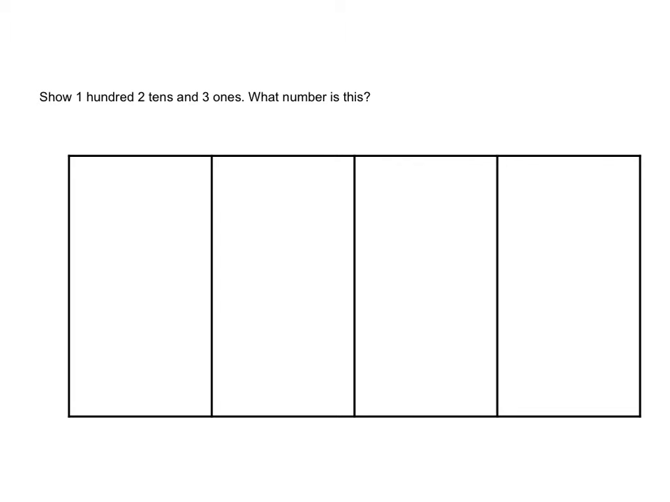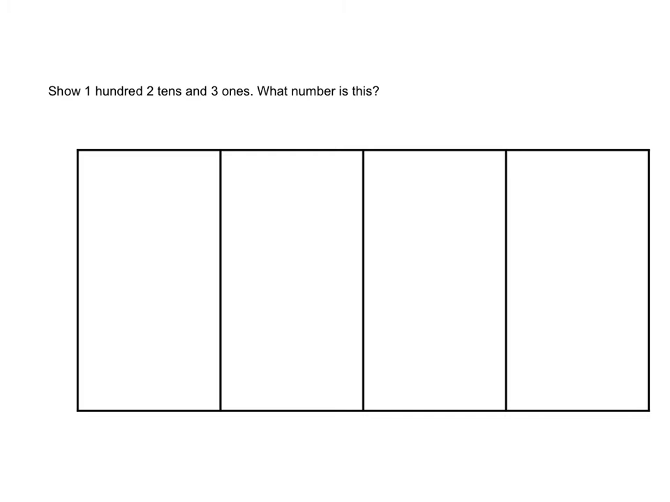Show 100, 2 tens, and 3 ones. You can show that however you want. Remember that the ones are right here, the tens are here, the hundreds, and the thousands. All right, 100, 2 tens, and 3 ones.